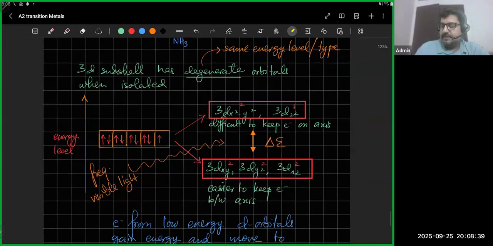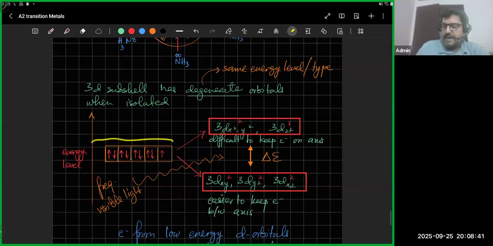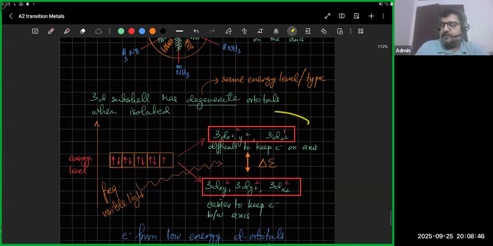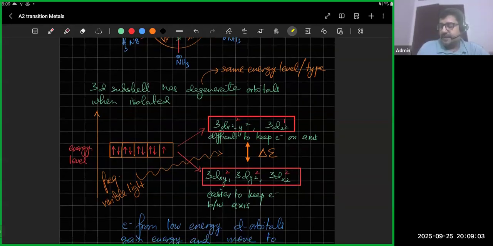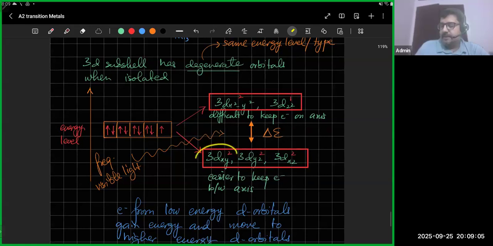So your d subshell was originally degenerate, which meant that they were all identical. But once a complex gets formed, there would be some orbitals where it would be very hard to keep electrons and they're going to have a higher energy level. And there would be some orbitals where it would be easy to keep electrons and they would have a lower energy. So the d subshell with its degenerate orbitals are no longer going to be degenerate. They're going to split into two sets of energy levels. Between the axes, it would be easier to keep electrons, and on the axis, it's going to be harder to keep electrons.